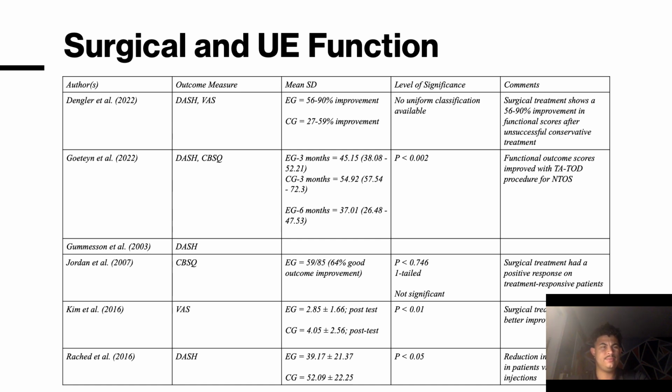Now this is the table for my surgical findings and my upper extremity function. We have 6 articles, all using the DASH, VAS and CBSQ score. Most of the articles had a statistically significant p-value, and then all of the comments explain exactly why the studies were important or what they found.